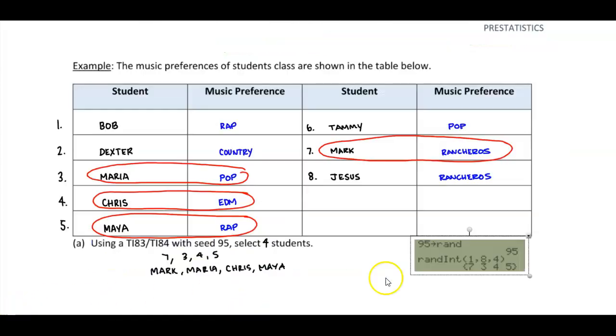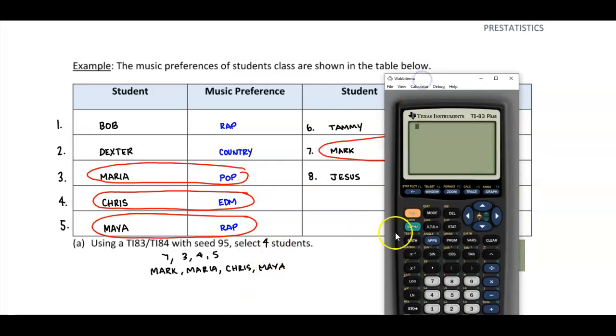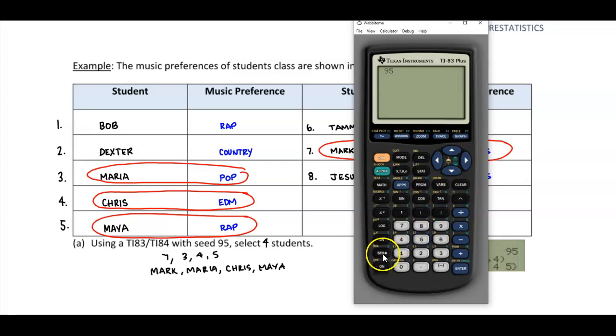In this next example, the music preferences of students in a class are shown in the table below. So here we have 1, 2, 3, 4, 5, 6, 7, 8 students, and then their music preference is listed there. What we want to do is use a calculator with a seed of 95 to select 4 students. So I'm going to go ahead and use the 95 seed. So we're going to put in 95, and then we're going to store it, go to math, go to probability, and then store it into rand, and then press enter.